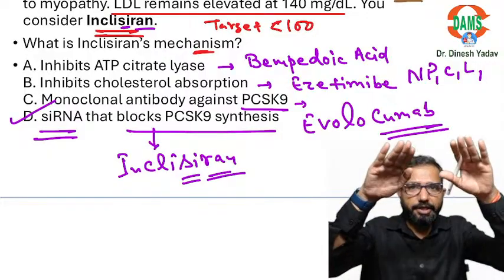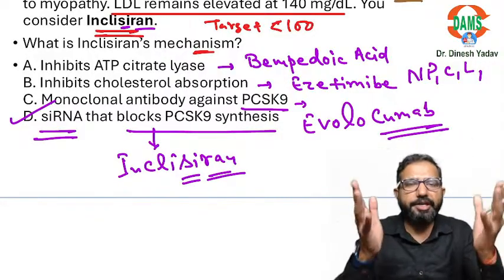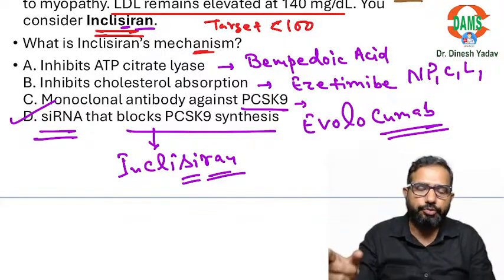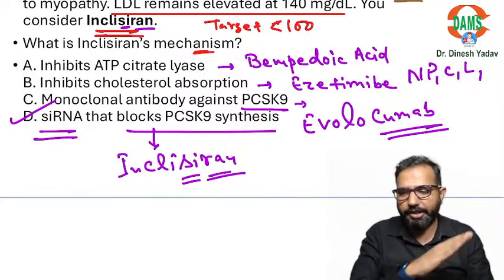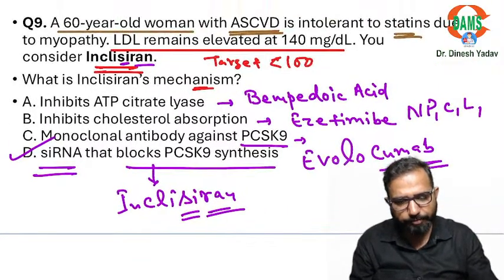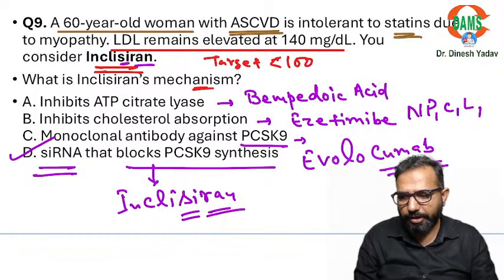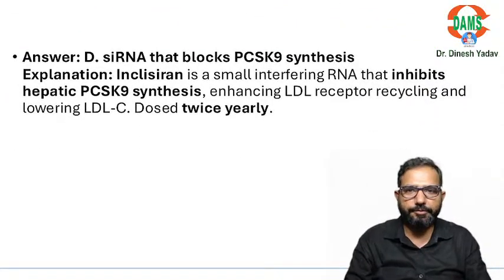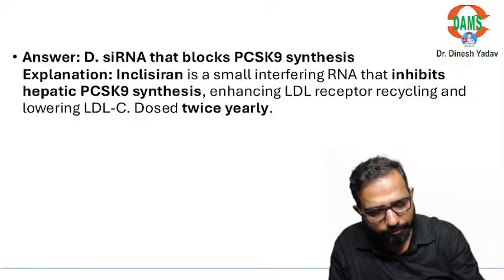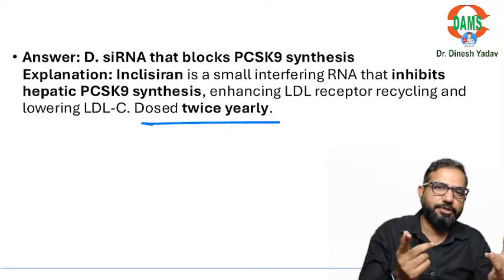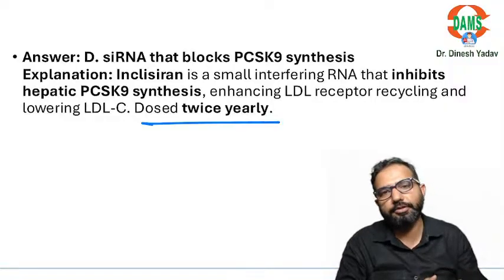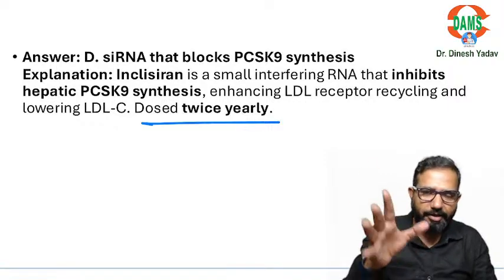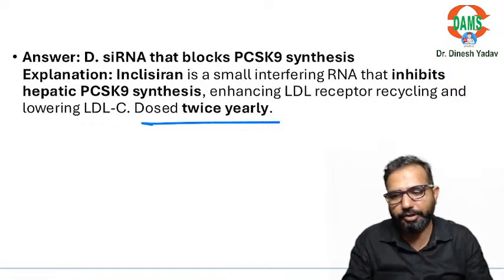So PCSK9 block means more LDL receptor. More LDL receptor means more LDL uptake from the plasma to tissues like the liver, and that's why plasma LDL will be decreased. The effect is long-lasting. So the correct answer will be siRNA. It is given twice yearly, 6 monthly doses, but it is costly. If you go with the brand, the cost of the injection is around 20-30,000.